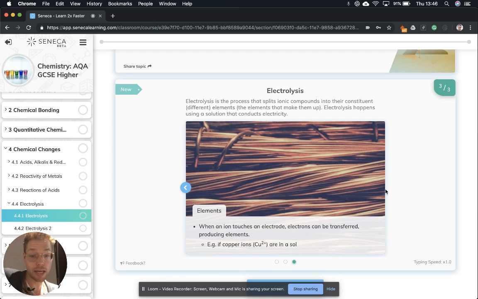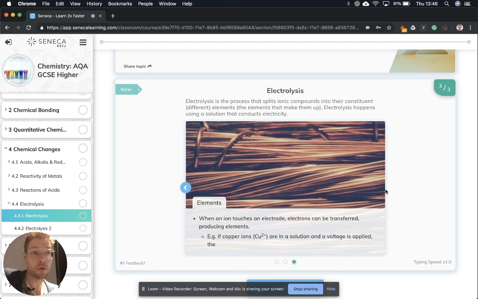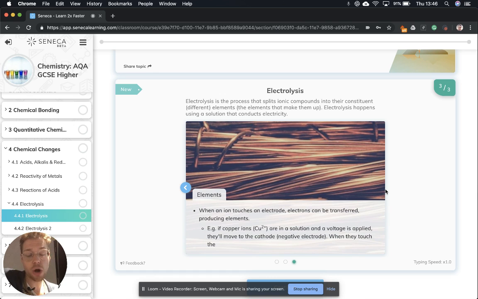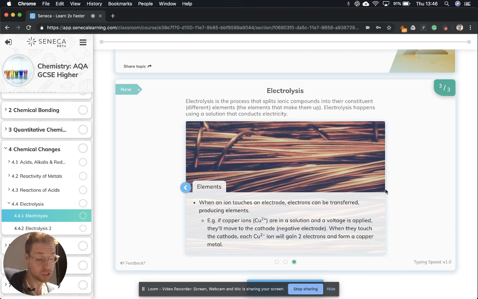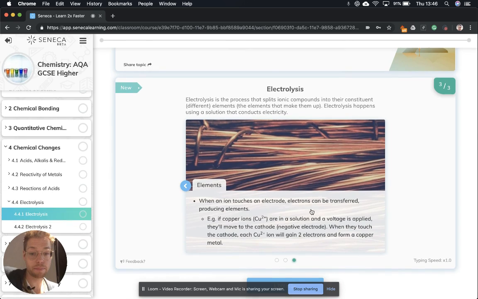Cool. So what happens when the ion reaches the cathode or the anode? Basically, the ion can receive or donate electrons. So if we take the example of copper, it is a positive ion, so it is a cation. It's going to go to the cathode, which has a negative charge, and it's going to gain 2 electrons to form copper metal. And that's what happens during electrolysis.